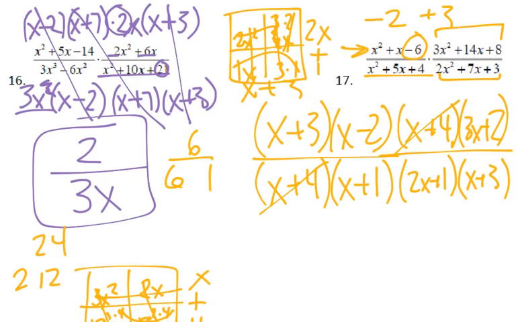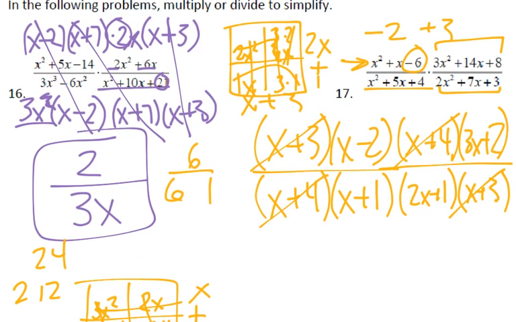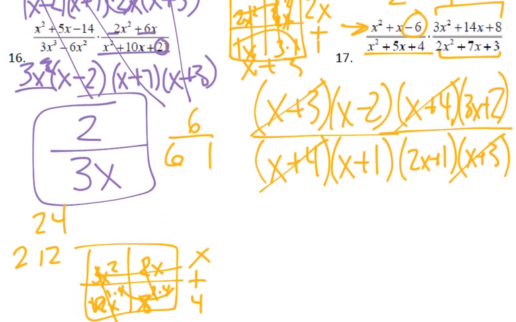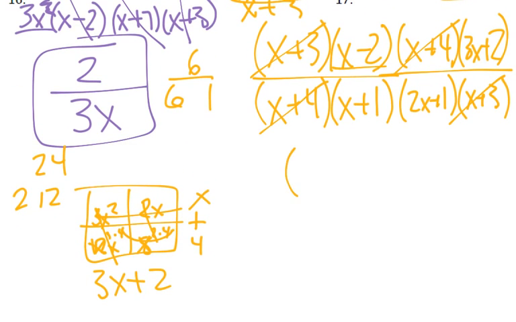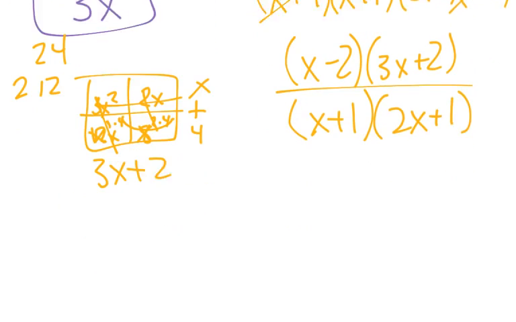So x plus 4 cancels, x plus 3 cancels. I think that's all we got, right? So I'm left with x minus 2 times 3x plus 2 over x plus 1 times 2x plus 1. And I'm fine if you leave it like that.